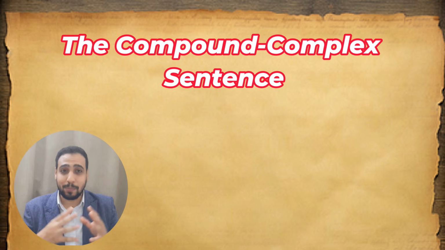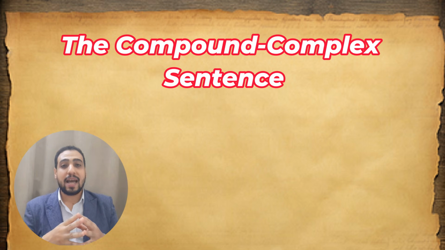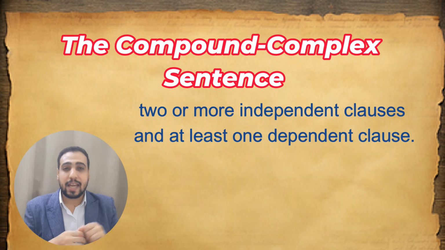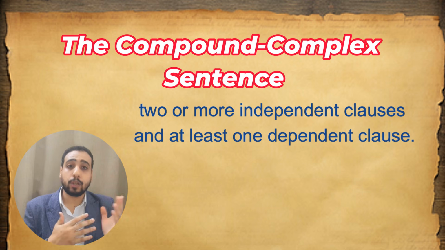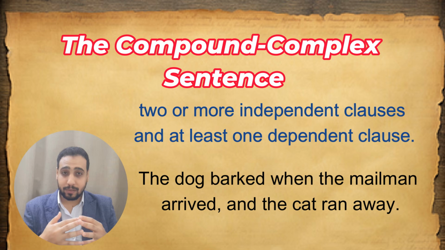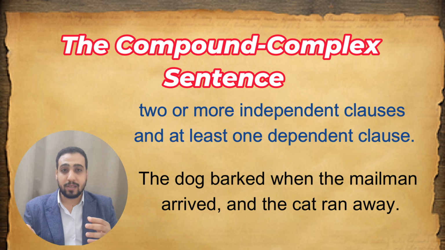Now, there is a bonus type called compound-complex sentence. As the name suggests, it combines both structures. It has two or more independent clauses and at least one dependent clause. For example, the dog barked when the mailman arrived, and the cat ran away.